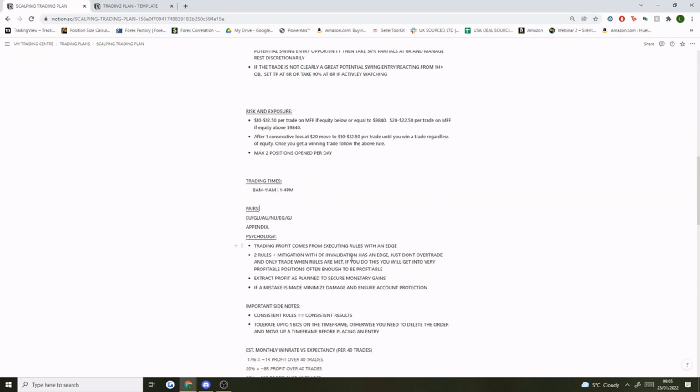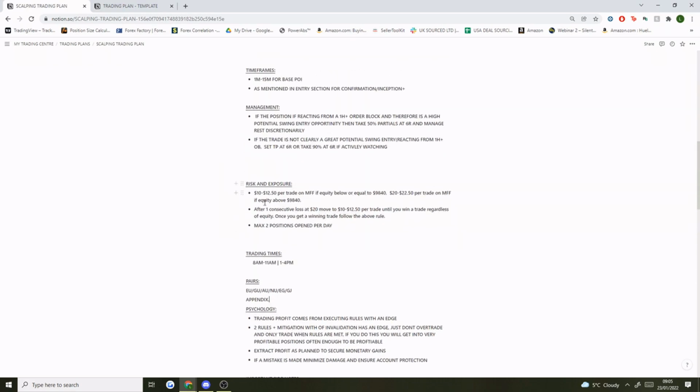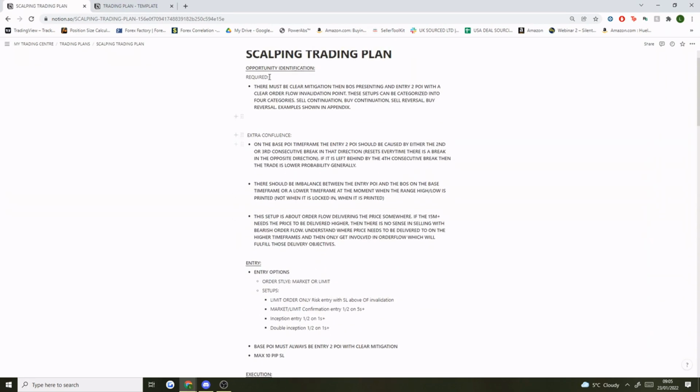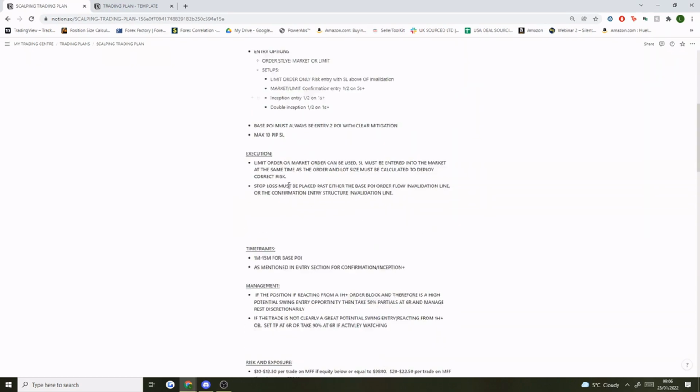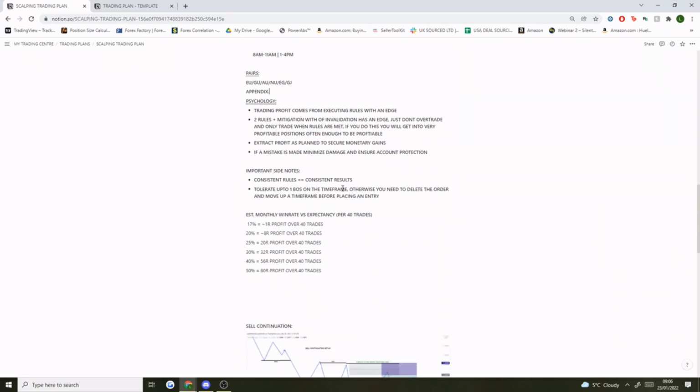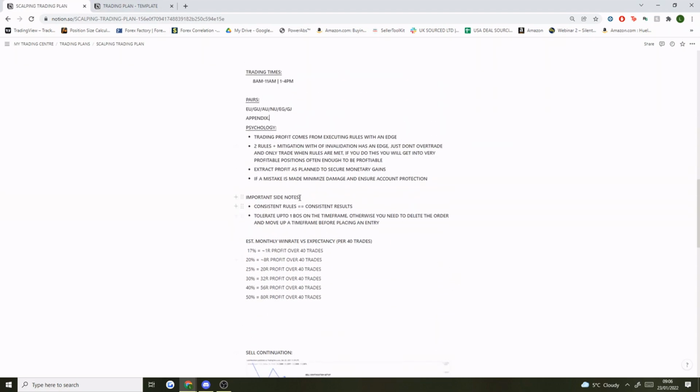All right, and then what I've also got in my personal trading plan, maybe not for everyone, is a little appendix section. This stuff up here is all proper rules, and these rules literally need to be stuck to. This appendix section is extra information relating to the trading plan, which isn't really rules.